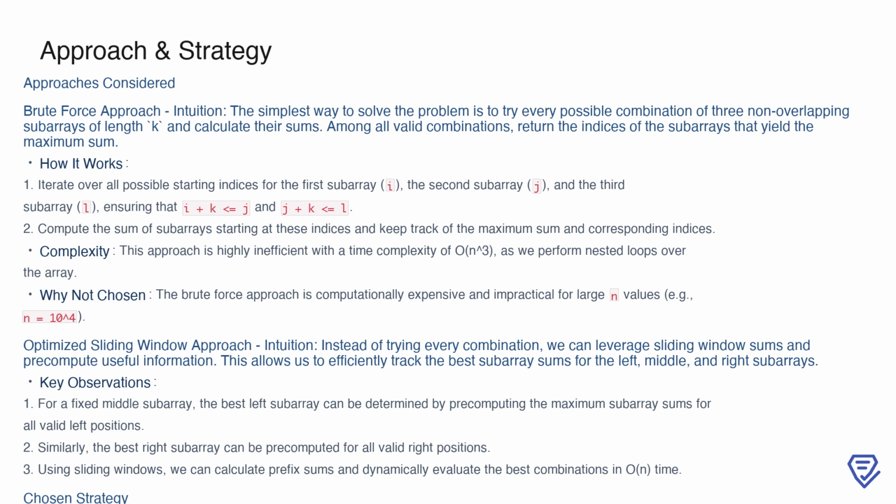The key idea here is to leverage sliding window sums and pre-compute the best subarray sums for the left, middle, and right subarrays. This approach takes advantage of the fact that the optimal solutions for the left and right subarrays can be pre-computed, allowing us to evaluate combinations efficiently in linear time. By reducing redundant calculations, this approach is both faster and more scalable for large inputs.